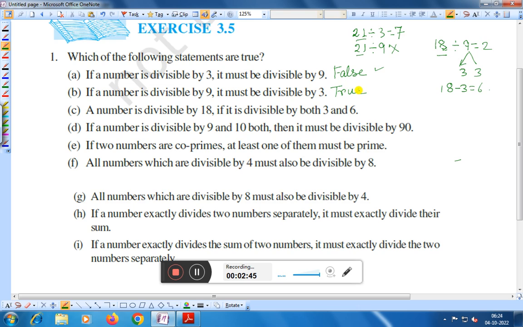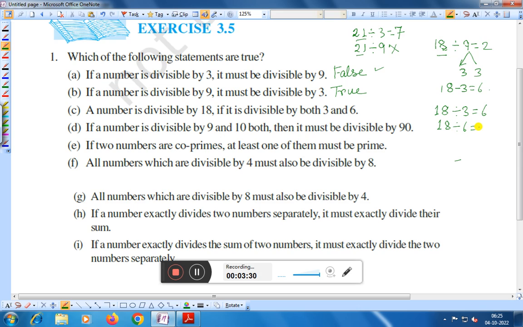Now see, a number is divisible by 18 if it is divisible by both 3 and 6. Let us take one number, suppose we have taken 18. Now you see, 18 is divisible by 3. 3 6 18, right? And 18 is also divisible by 6.